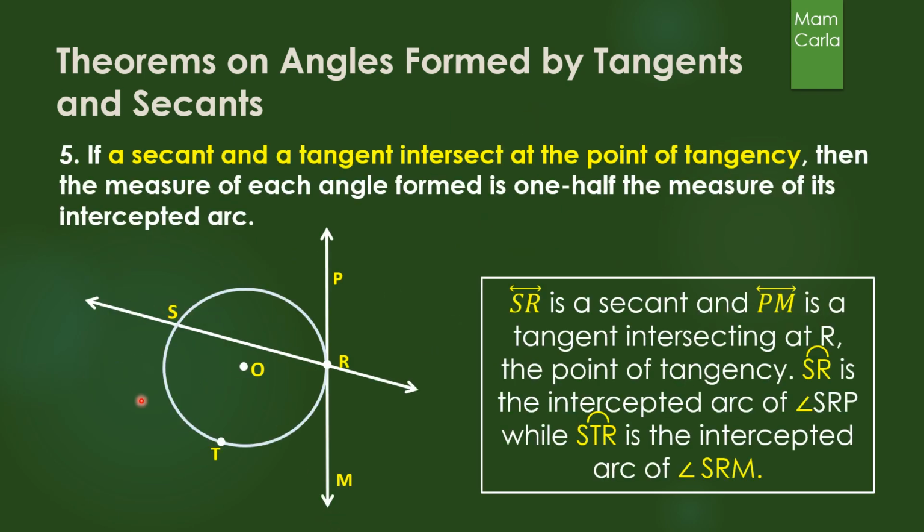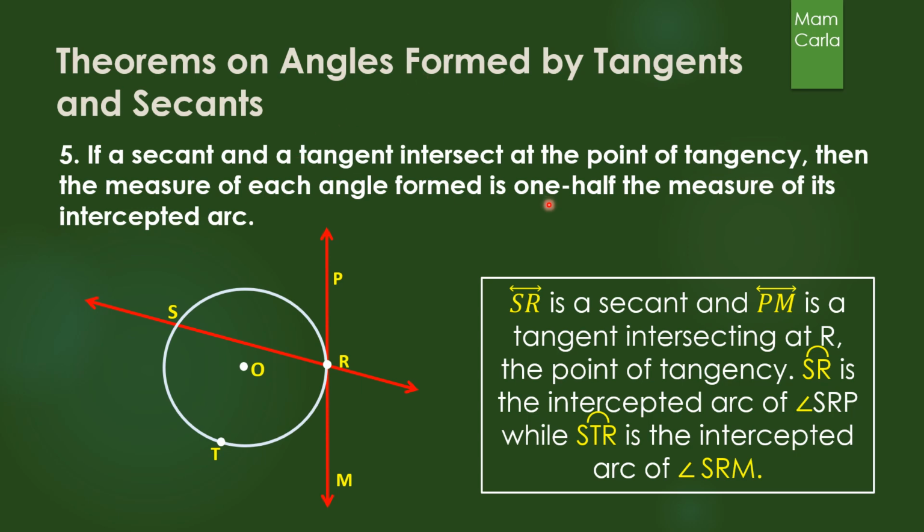Now let's deal with theorem number 5. If a secant and a tangent intersect at a point of tangency, then the measure of each angle formed is 1/2 the measure of its intercepted arc. So we have here our secant line, which is SR, and we have here our tangent line, which is PM. They are intersecting at point R, or the point of tangency.